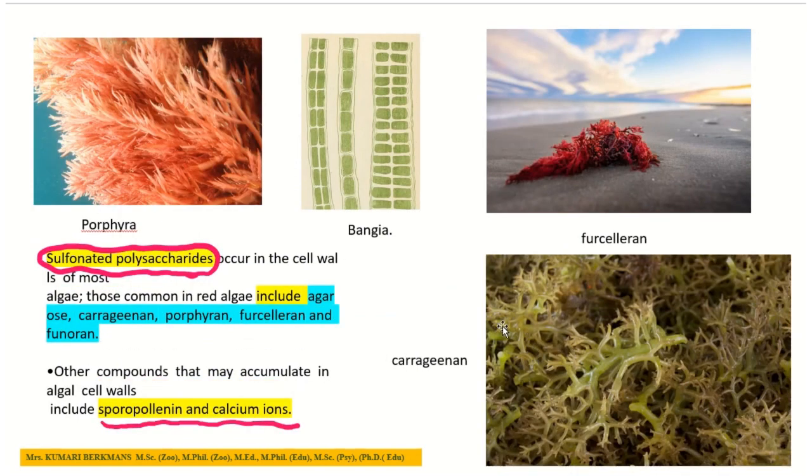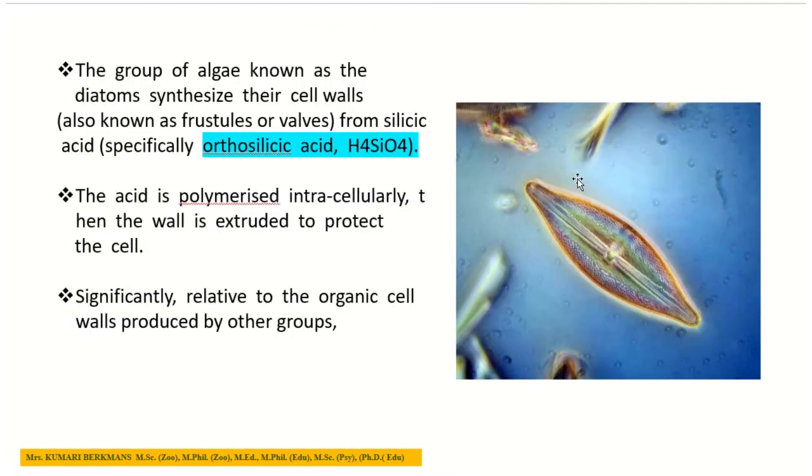Okay, you can see the red algae here. Porphyra and Fulzeron are the red algae. The sulfonated polysaccharides are present in the cell wall of these. And another compound you can see is sporopollenin, as well as calcium ions, which are also present in this algal cell wall.